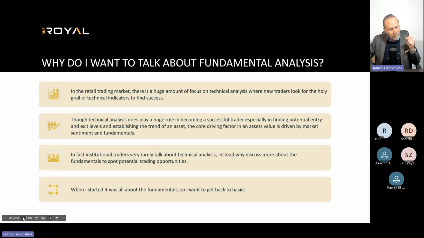Now, I'm not saying that technical analysis does not play its part in trading. Of course, it does. It helps you identify an entry and exit level, a trend, maybe a changing of the trend, but that's backed up by fundamentals. So really you should use the two. So I'm not underplaying it.